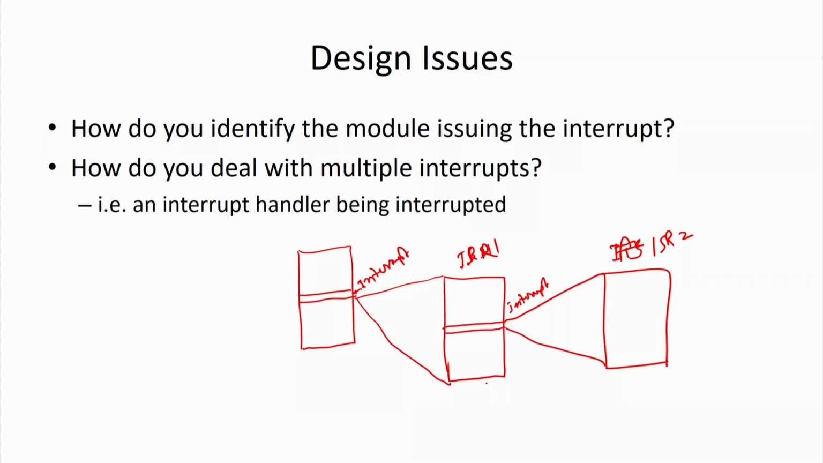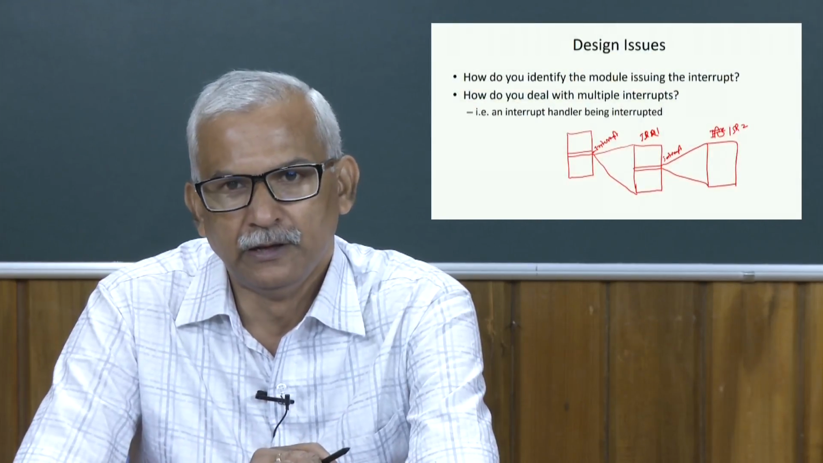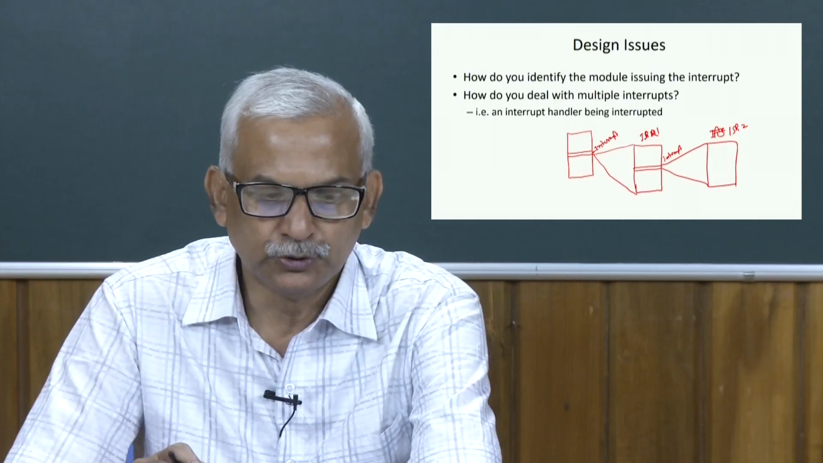So, these are the issues that we are having. How are we going to handle this particular interrupt? Either we handle the new one immediately, or we complete this particular interrupt and then go to the other. Basically, it depends on the priorities that we set for the interrupts. We will see these particular issues. So, these are the issues.